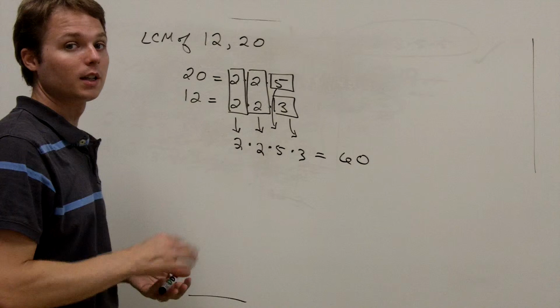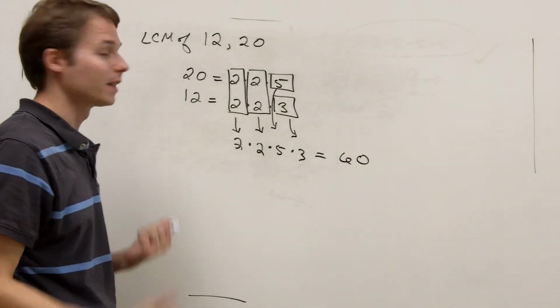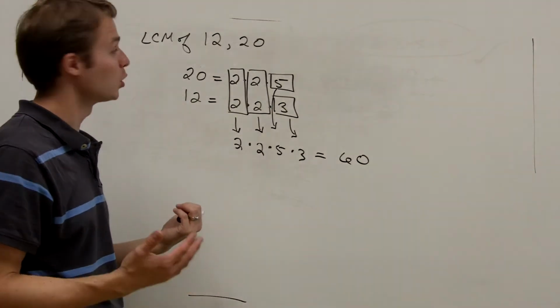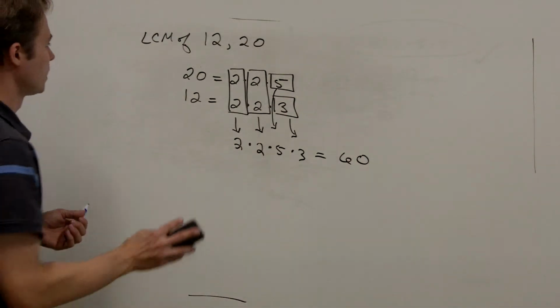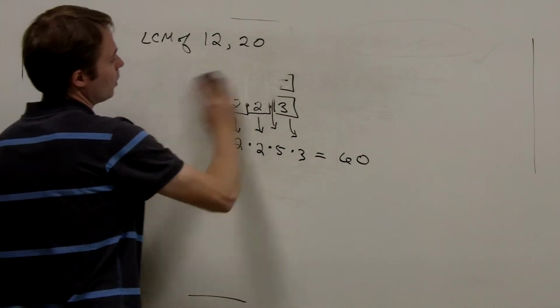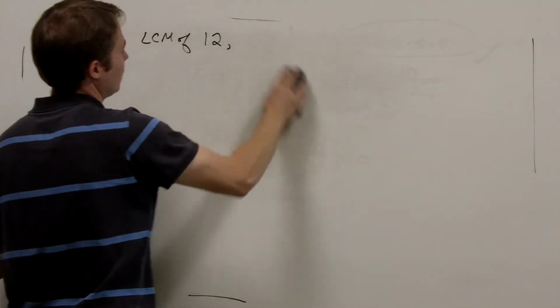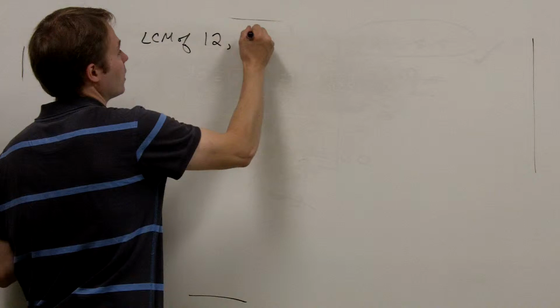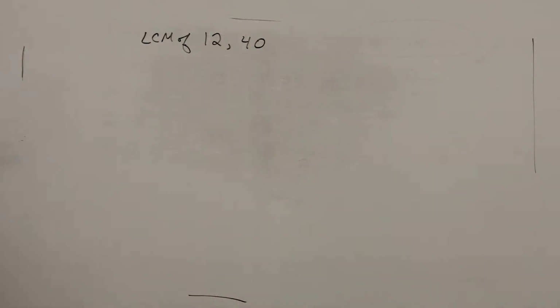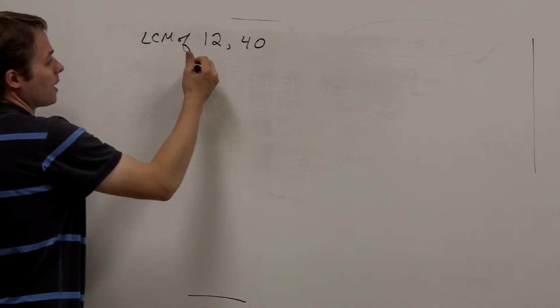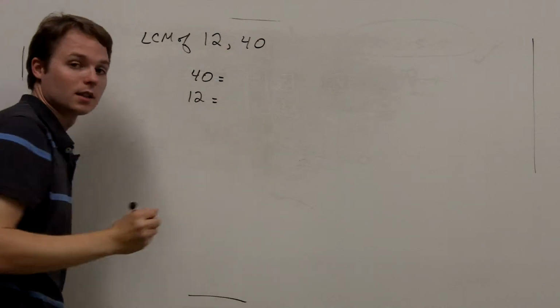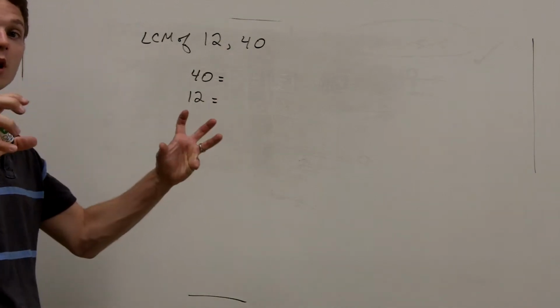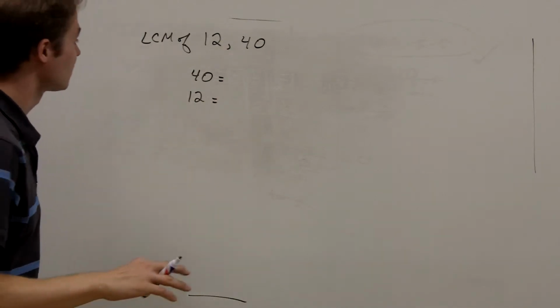So that does give us a pretty efficient way to figure this out, if it's not very obvious what the least common multiple is. Let's try this with a different number. Maybe we'll keep the 12, but change the 20 to a 40. So what is the least common multiple of 12 and 40? We're going to do the same thing. I'm going to take 40 and 12 and write these in their prime factorization, into their smallest prime number bits.